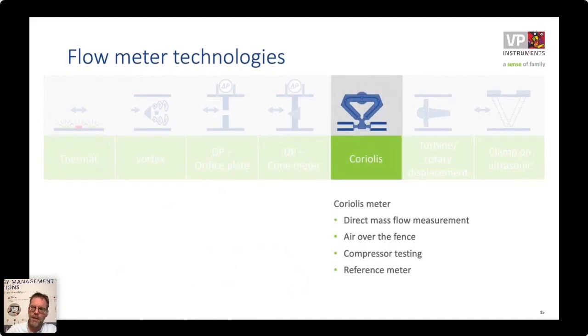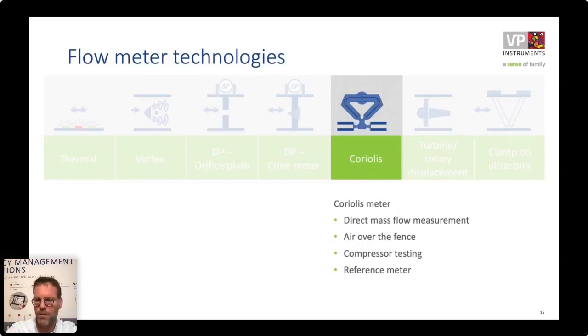Coriolis meters are, I would say, one of the best technologies, probably most accurate on the market, apart from really the reference meters they would have at the national lab. These flow meters can measure directly the mass flow. Basically, they weigh the air or the liquid, if it's a liquid Coriolis meter. And gravity and weight, it's all very well defined. So you can basically measure extremely accurately the airflow or the gas flow. So typically we find them in some air over the fence cases where there's a lot of money at stake.